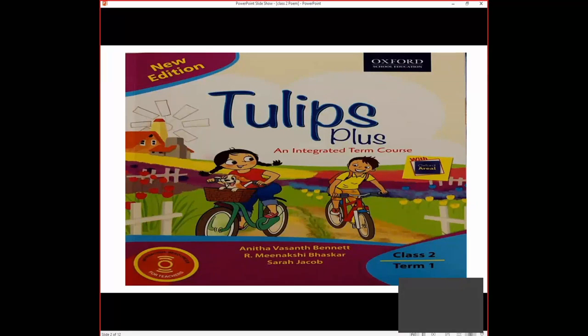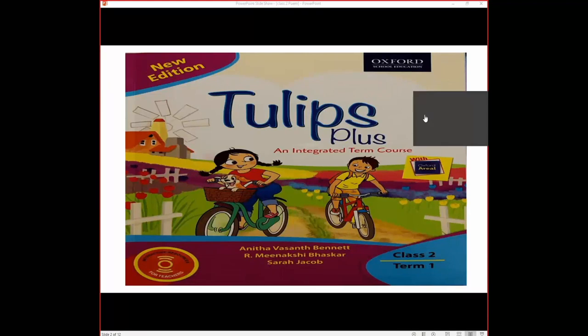Now, this is the tulip reader. Your tulip reader. Everyone has the tulip reader, Term 1. Can you see the arrow over there? Term 1, tulip reader. You all have your tulip readers with you?